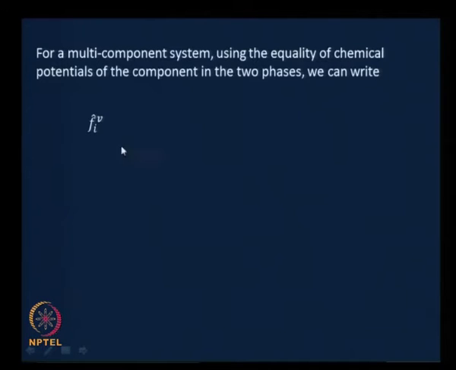From mu I V equals mu I L for a multi component system, that is, the chemical potential of the species I in the vapor phase must equal the chemical potential of the species I in the liquid phase. If we expand it as mu naught plus RT ln f I V hat, that is how we write the chemical potential related to fugacity in the case of a multi component system. Therefore, f I V hat equals f I L hat is what follows from mu I V equals mu I L. We will call this equation 5.29.